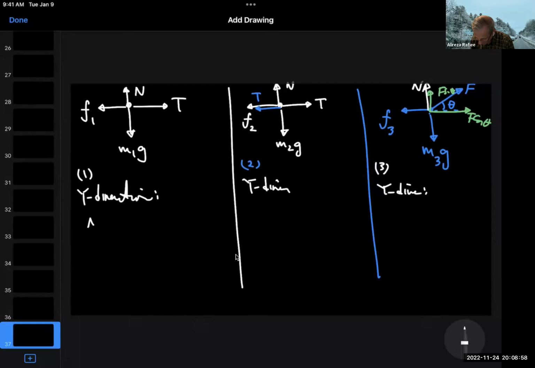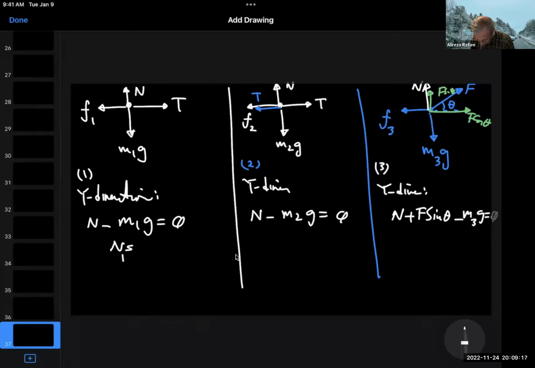What do I have? I have N minus m1g equal to 0. Here I have N minus m2g equal to 0. And here I have N plus F sine of theta minus m3g equal to 0. From here, I will conclude that N1 is m1g. Call this 1, 2, and this 3. So N2 becomes m2g, and N3 becomes m3g minus F sine of theta.